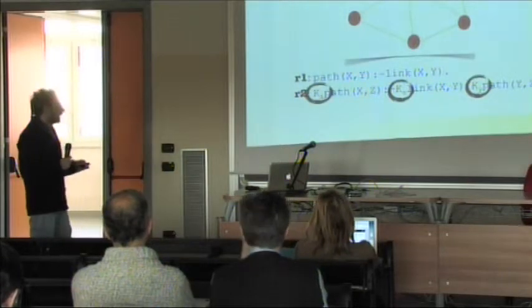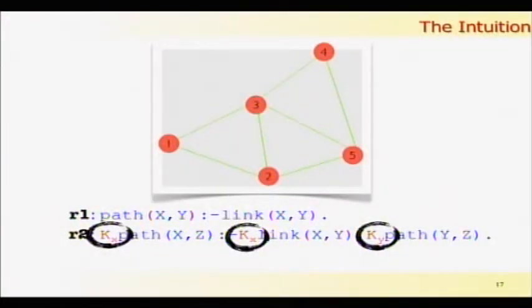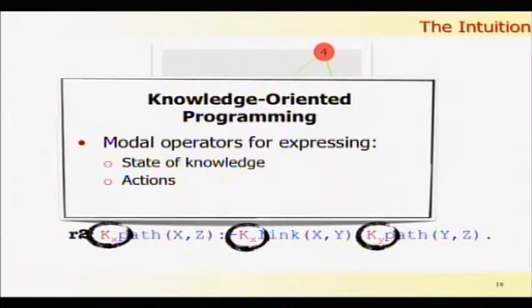We can say that these modal operators are used in 2 different semantics. In fact, when they are used in the body, they basically specify a node's state of knowledge, while if they are used in the head, they specify basically an action. This means that we modify the state of knowledge of node X by adding the path instance. And this is usually called knowledge-oriented programming. Using this type of programming, we can both reason about a distributed protocol and also actually program a distributed protocol using this kind of language.